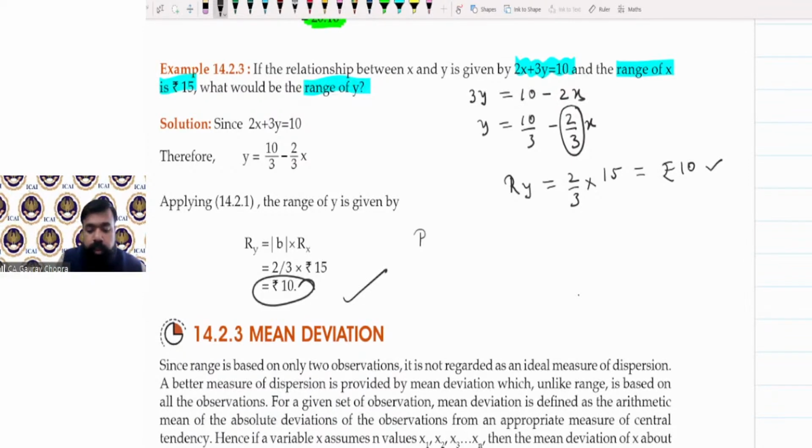Range is based on two observations, and those two observations are the highest value and the lowest value. So only the two values. Now, if the question says, does extreme value affect range or not?